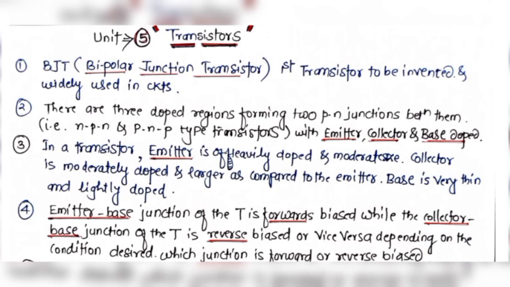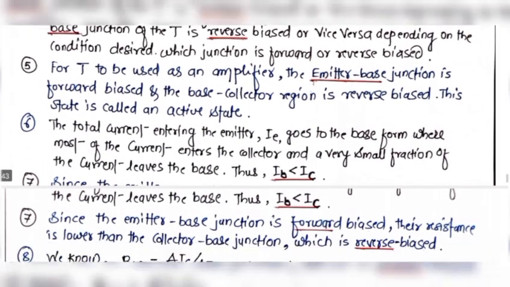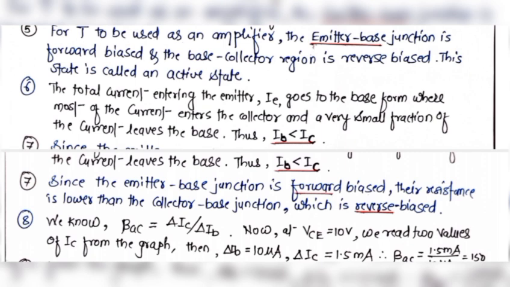The emitter-base junction of the transistor is forward biased, while the collector-base junction of the transistor is reverse biased, or vice versa, depending on the condition desired, which junction is forward or reverse biased. For a transistor to be used as an amplifier, the emitter-base junction is forward biased and the base-collector region is reverse biased. This state is called the active state.